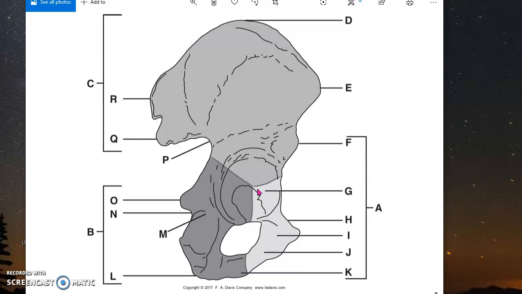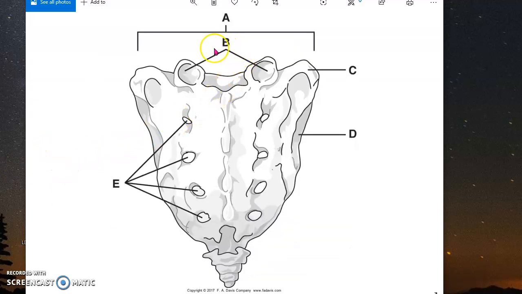And then the lumbosacral, so this is the area where the L5 has a disc between it and S1, and there's an articulation surface. So B on this particular image that we're looking at is considered the superior articular process between L5 and S1. When we get to the spine, I'll talk a little bit more about superior and inferior articulation points.